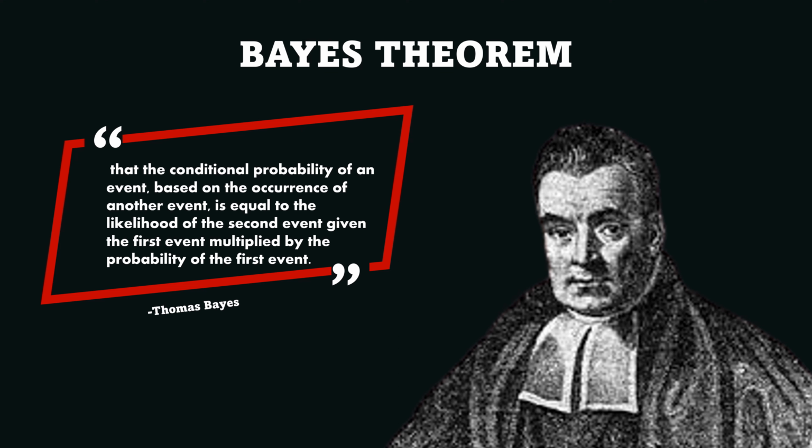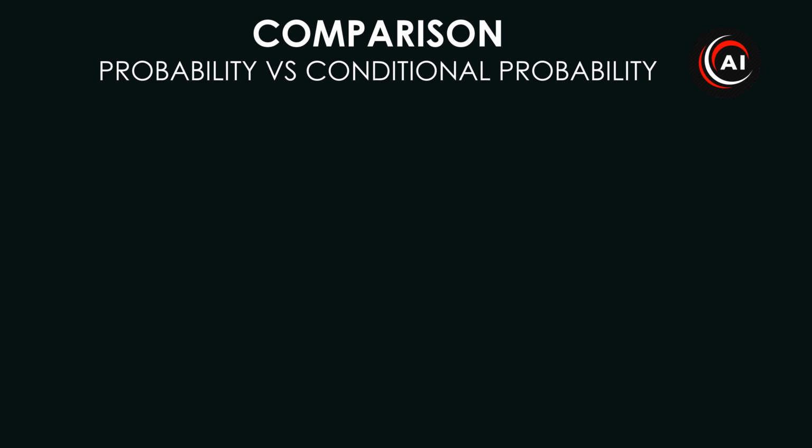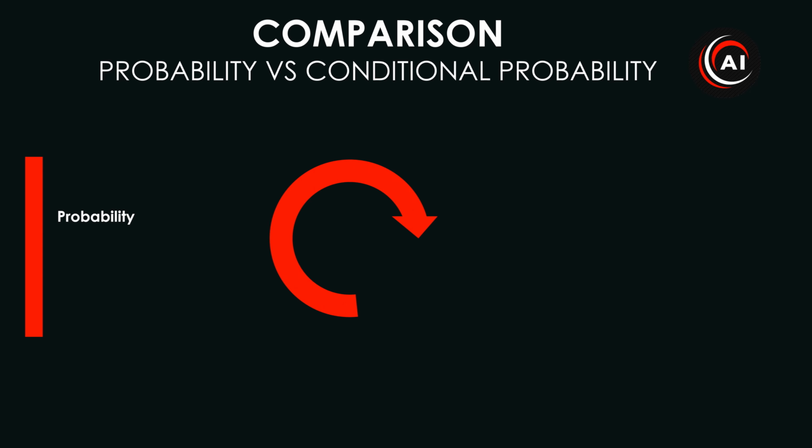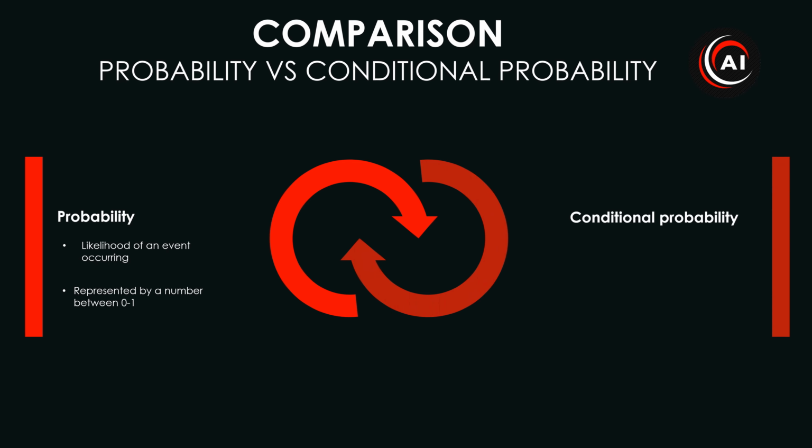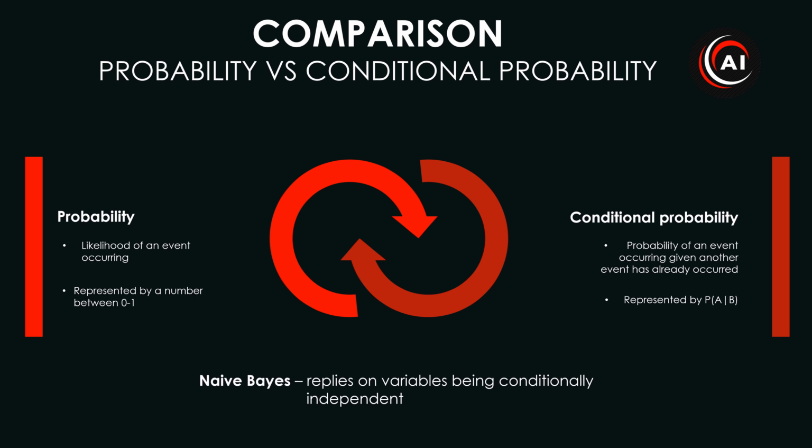To fully understand naive Bayes, it's essential to have a solid understanding of probability and conditional probability. Probability is the likelihood of an event occurring and is represented by a number between 0 and 1. Conditional probability is the probability of an event occurring given that another event has already occurred. It is represented by A|B, which means the probability of event A given that event B has occurred. Naive Bayes relies on the assumption that the variables are conditionally independent, which means that the occurrence of one feature does not affect the probability of another feature occurring.